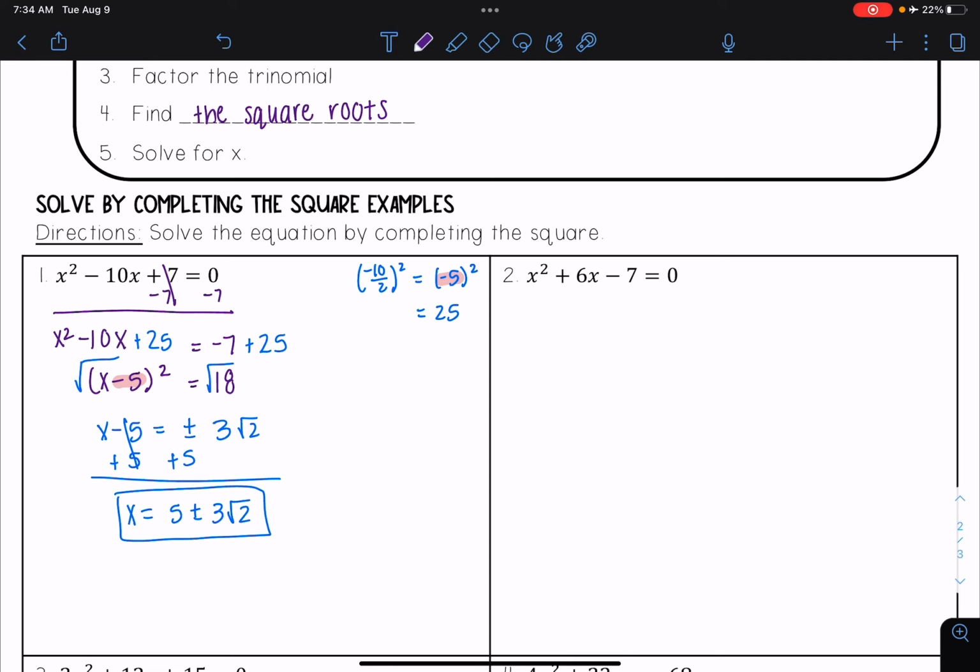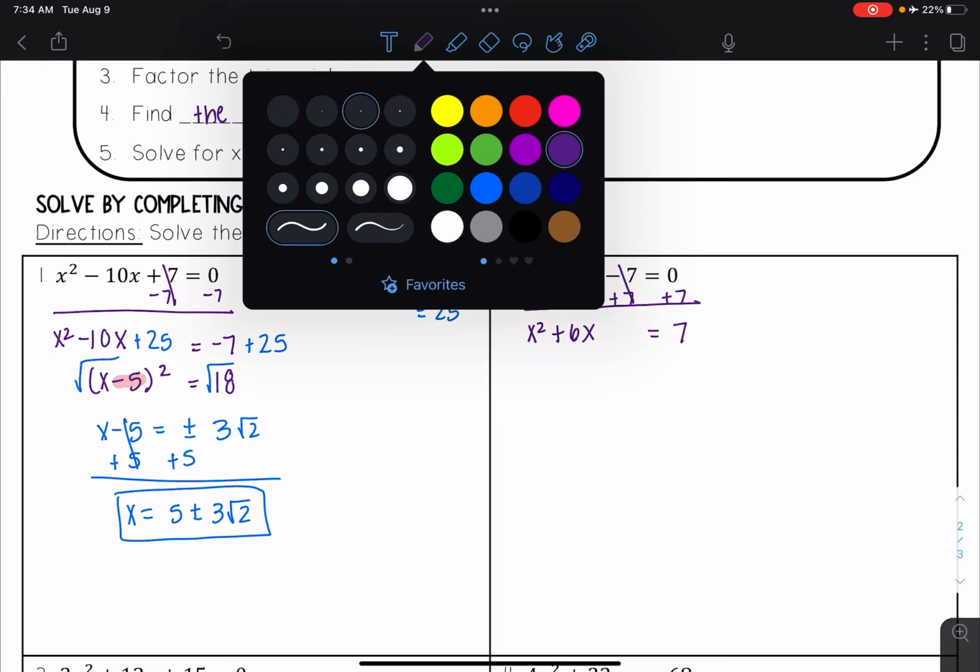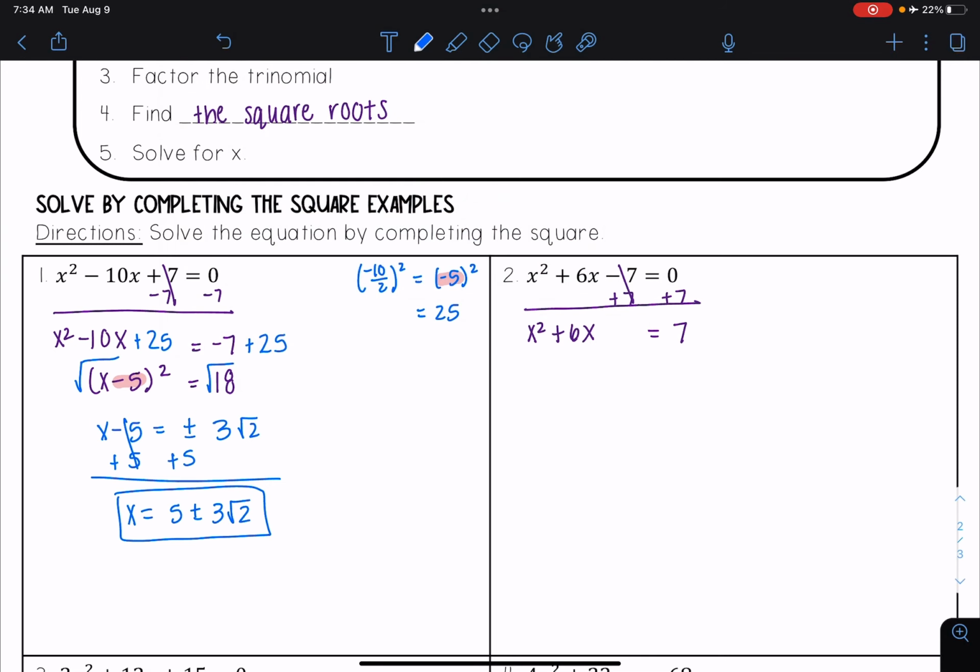Okay, let's look at another example. Here I have x squared plus 6x minus 7 is equal to 0. First step is to go ahead and move that negative 7 to the other side by adding 7 to both sides. So I get x squared plus 6x. Leave a space because I'm going to be adding something there. It's equal to 7. Now I need to figure out what I'm adding there by completing the square. So I'm going to take my b, which is 6, and divide it by 2, and then square it. Well, 6 divided by 2, I get 3. And then 3 squared, I get 9. So I'm going to add 9 to both sides.